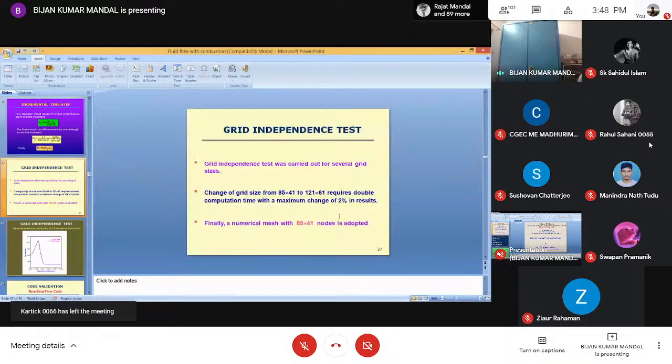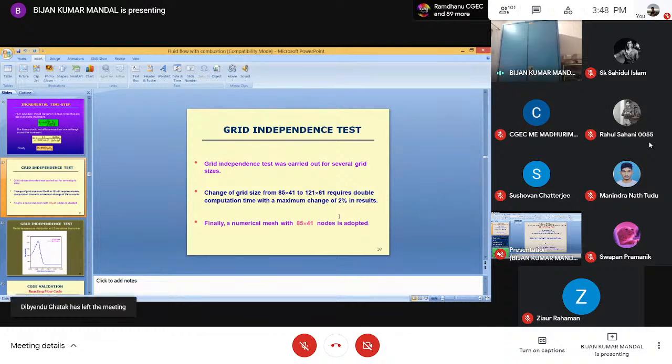Now another important thing, that is the grid independent test. As I told you, as we increase the number of grid sizes, we find that results will be improved, but at the same time the other things will also increase. So with different sizes of grids, here is the 2-dimensional grid, 85 in the axial direction, 41 in the R direction. Similarly, another one is 121 and 61.